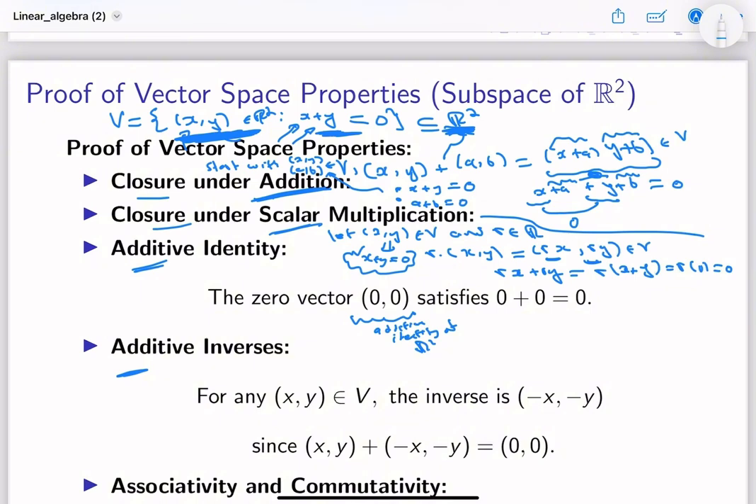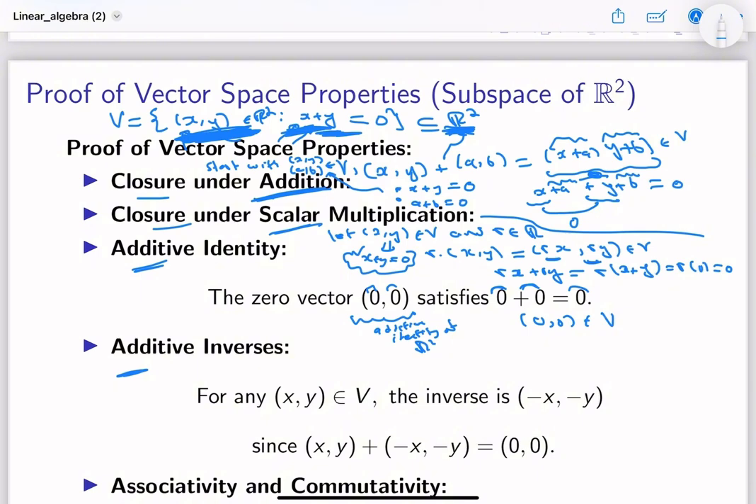Now we want to check whether this additive identity is in V. Well, what does it take for it to be in V? First, it has to be in R2, and second, its components should add to 0. But its components in this case are 0 and 0. But 0 plus 0 is 0. Thus 0 0 is in V.